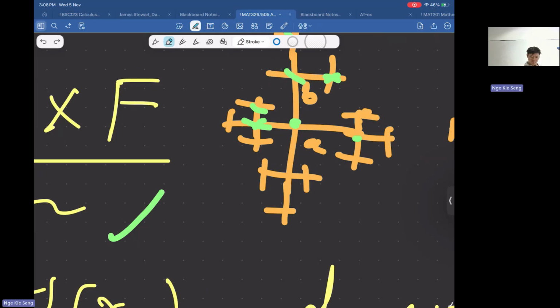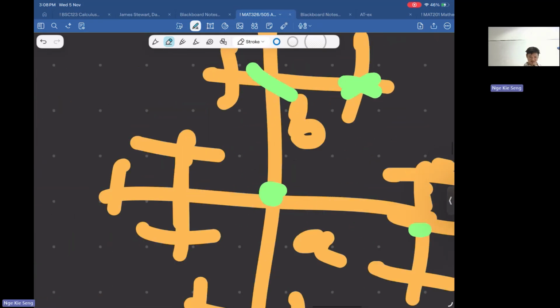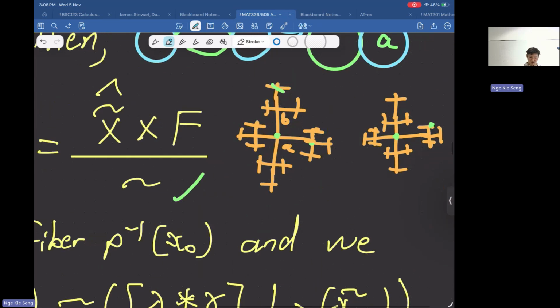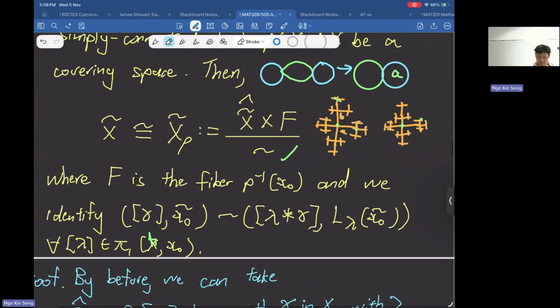If you have time, come find me, I'm pretty free. Right, so okay, let's give an idea of what this identification is doing here.